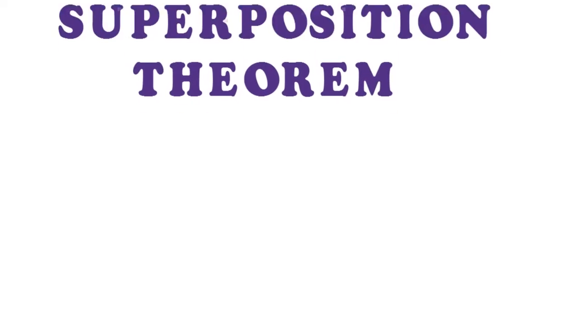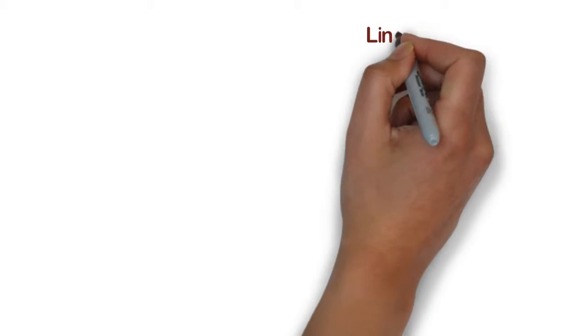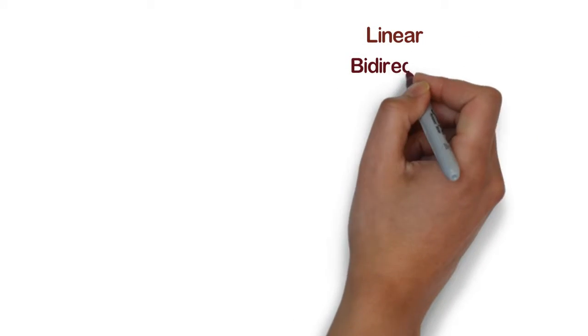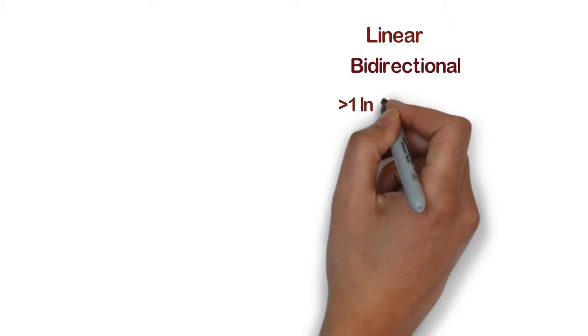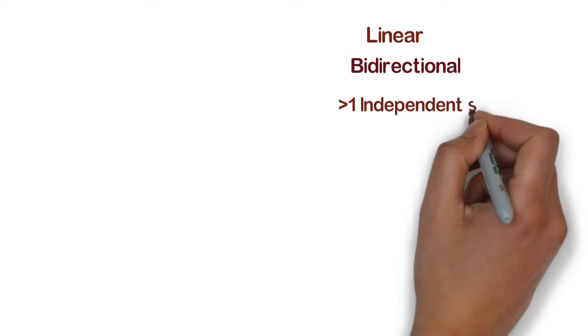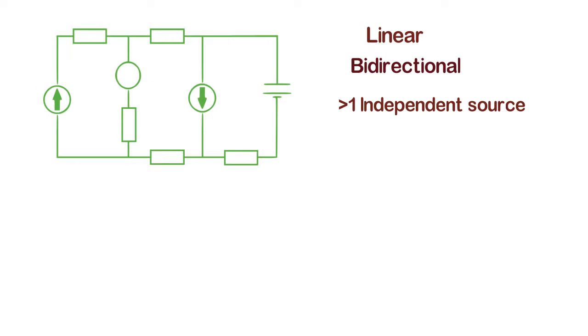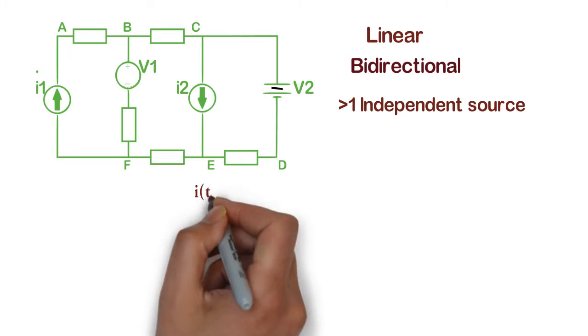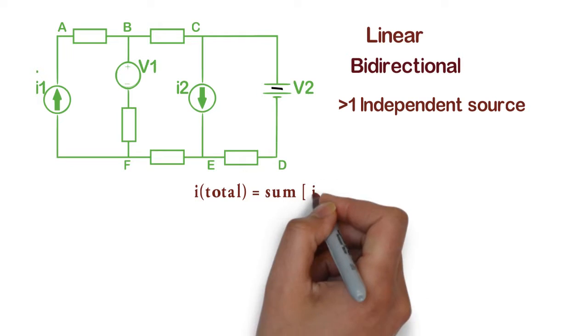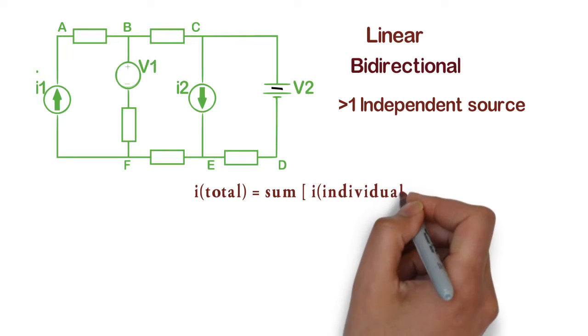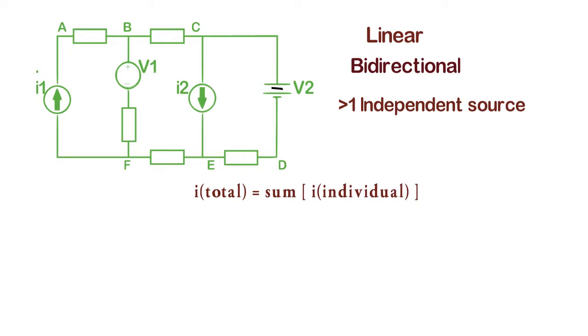Superposition theorem is applicable only for linear and bidirectional circuits which have more than one independent source. Superposition theorem states that in any linear and bidirectional circuit having more than one independent source, the response in any one of the branches is equal to the algebraic sum of the responses caused by individual sources, while the rest of the sources are replaced by their internal resistances.